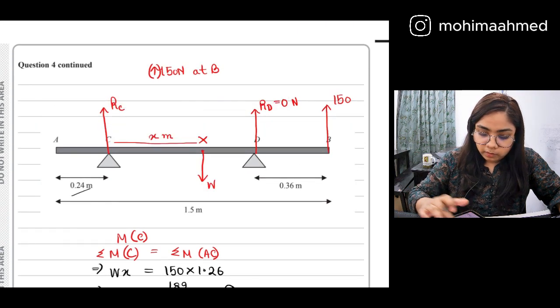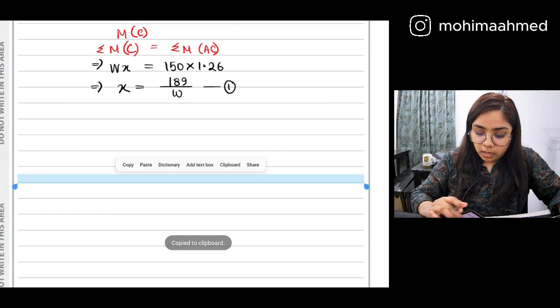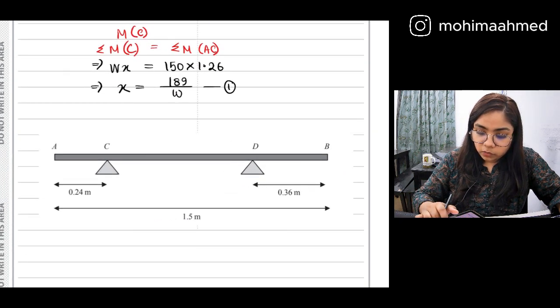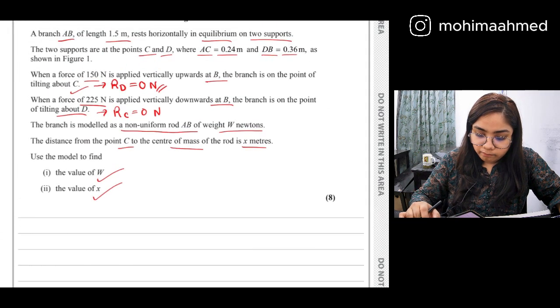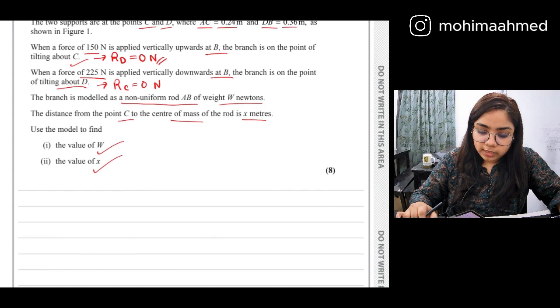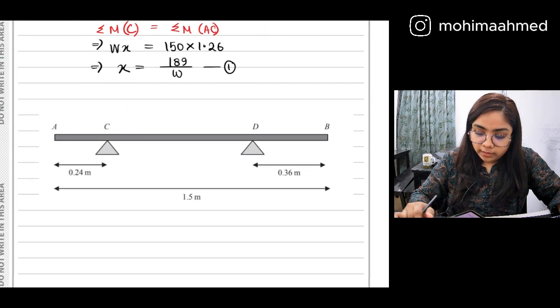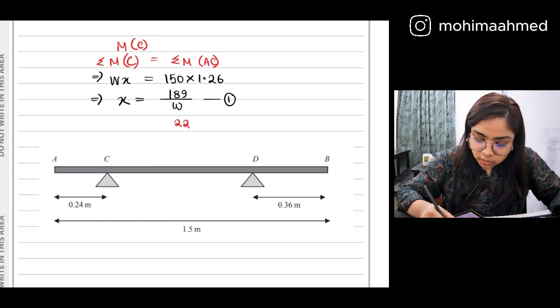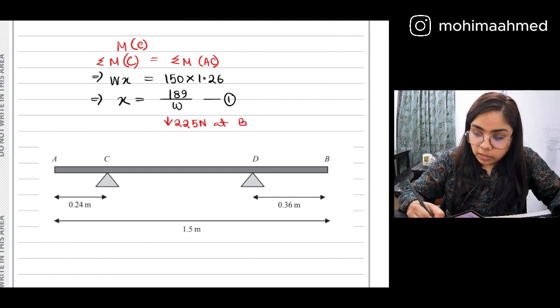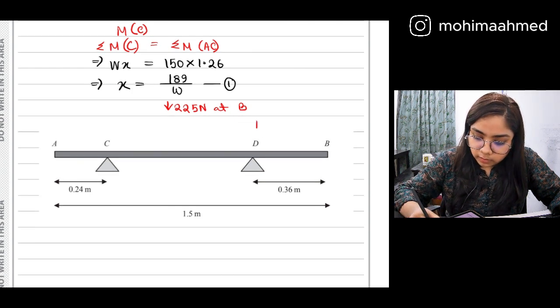Then I'll copy this diagram again and plot it for the other case, when there was a downward force acting at point B. That force was 225 newtons acting vertically downward at point B, and then it was about to tilt about point D. So let me write down over here, this is 225 Newton at B, and there's a downward force acting on the particle. Another thing, this time there is a reaction force at D.